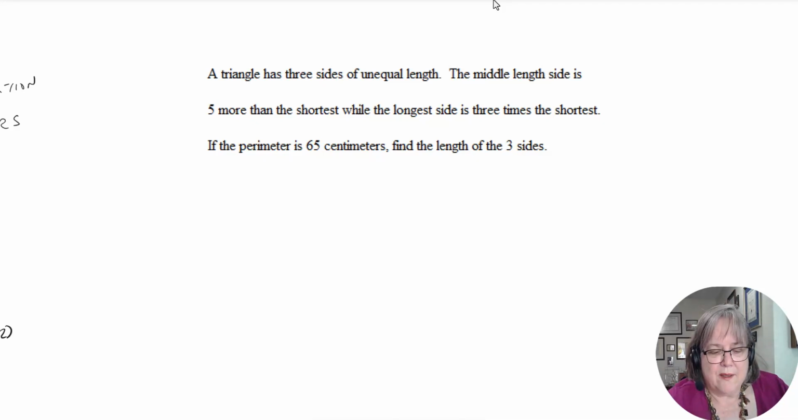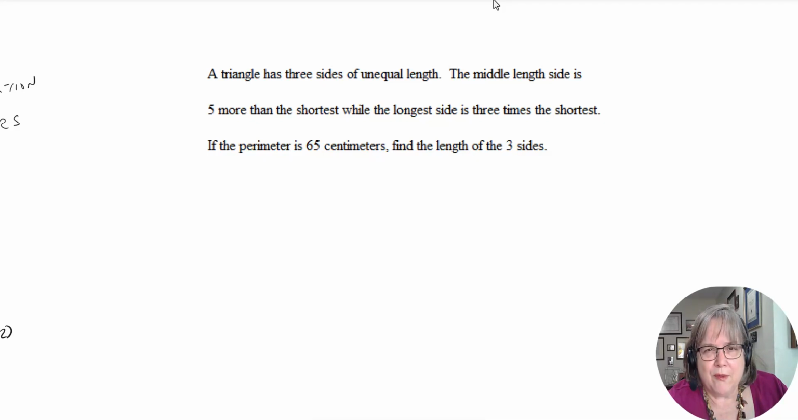And it says a triangle has 3 sides of unequal length. The middle length side is 5 more than the shortest, while the longest side is 3 times the shortest. If the perimeter is 65 centimeters, find the lengths of the 3 sides. Now, we need to give somebody a name, and somebody has to be like x. Or you could use s for side or something.